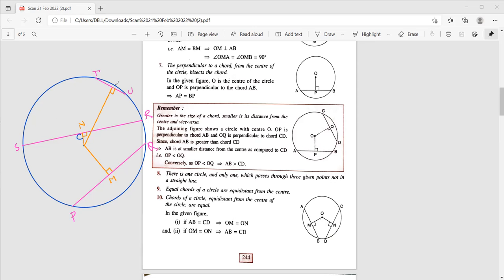You can check that, see, let this distance be CY. So what you notice? You notice that CY is much larger. Why is CY much larger? Because CY is the distance of a chord from the center, where the chord is much smaller.